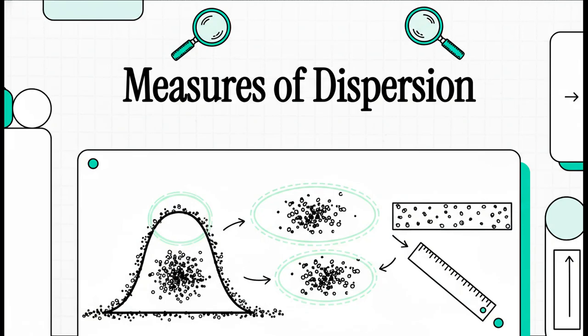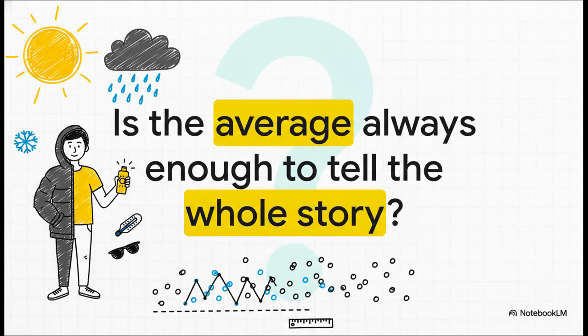All right, let's get into it. Today, we're digging deeper than just the average. We're going to talk about the real story your data is telling. And to do that, we need to understand measures of dispersion. These are the tools that show you not just the center of your data, but how spread out, or dispersed, it really is. I mean, really think about it.